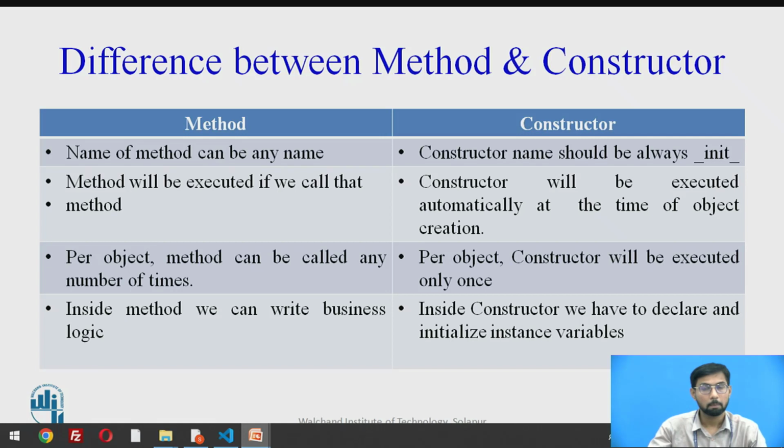Method: per object, a method can be called any number of times. That means we can have multiple functions and multiple methods, and we can call those methods any number of times. Constructor: per object, the constructor will be executed only once. So only once it will be called.